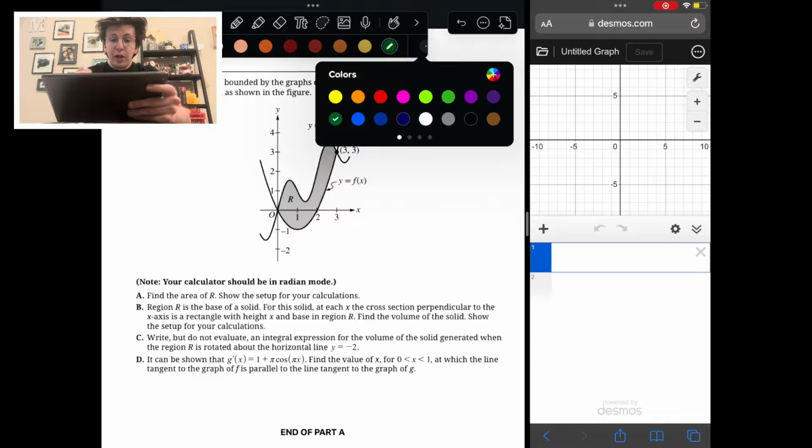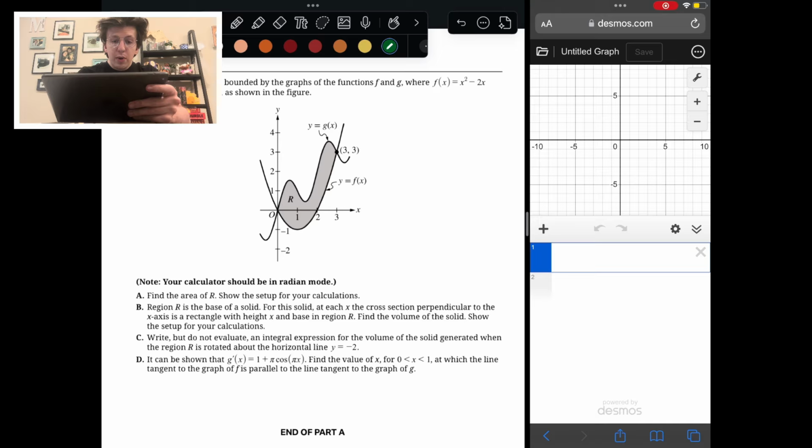So let's quickly talk about this figure. We are given R, which is this whole region here, bounded by 2 curves. Our top curve is g of x here. It's consistently the top all the way from 0 to 3. And our bottom curve is f of x. Notice our shaded region starts when x is equal to 0 and ends when x is equal to 3.